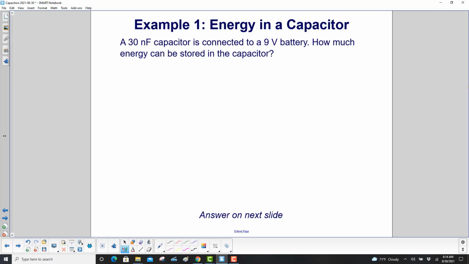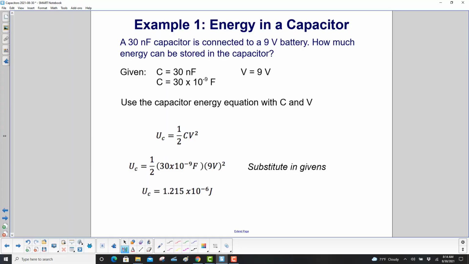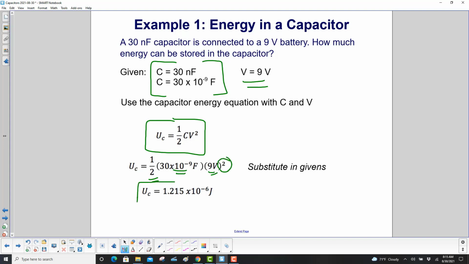A 30 nanofarad capacitor is connected to a 9-volt battery. How much energy can be stored in the capacitor? The capacitance is in nanofarads, so that has to be converted to farads. So 1 nanofarad is 10 to the minus 9th farads. Here's our voltage. The capacitor energy equation is 1/2 CV squared. So there's the 1/2, here's the capacitance, here's the voltage, and make sure you square it. And you get an energy of 1.215 times 10 to the minus 6 joules.